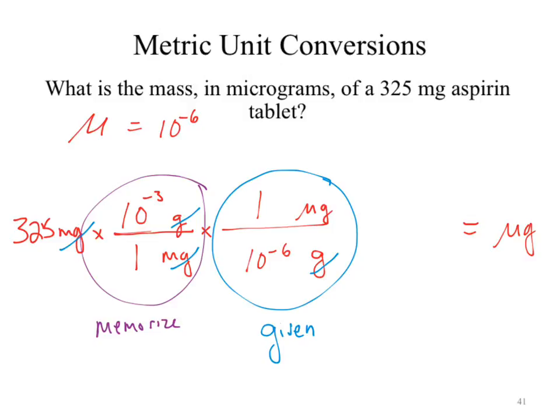Avogadro's number, which is 6.022 times 10 to the 23rd, is written on the exam, I believe, on the front. So there's no conversion factor to memorize. But you have to find it. Where do you find it? On the front of the exam.